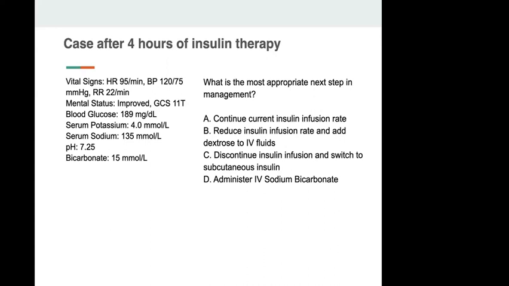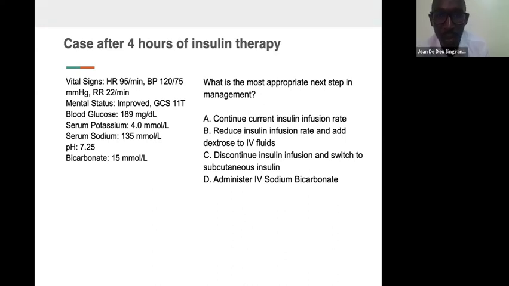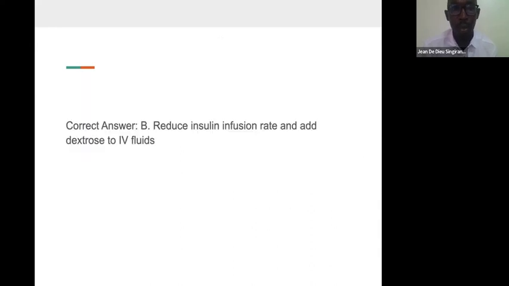Okay, here are your results. I see a big number has answered it correctly. As we discussed in the previous slide, when the serum glucose level is below 250 milligram per deciliter, we have to add dextrose to make sure that the serum glucose doesn't go below 200. So that was the answer B: reduce infusion rate and add dextrose to IV fluid.